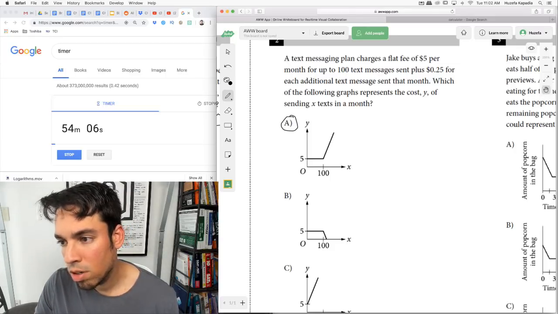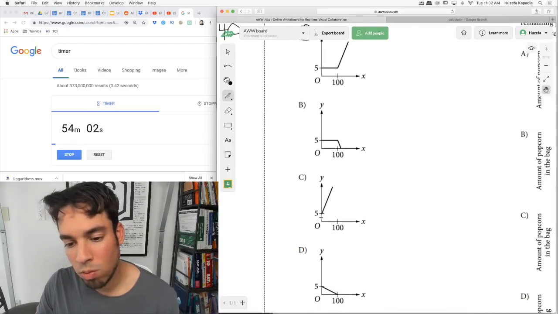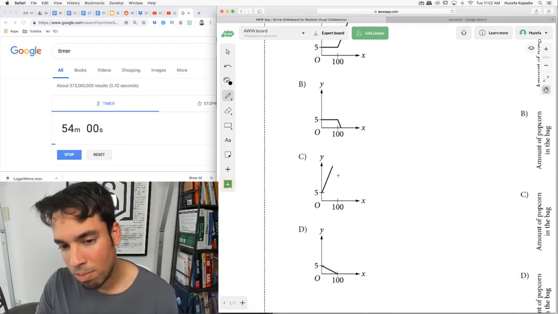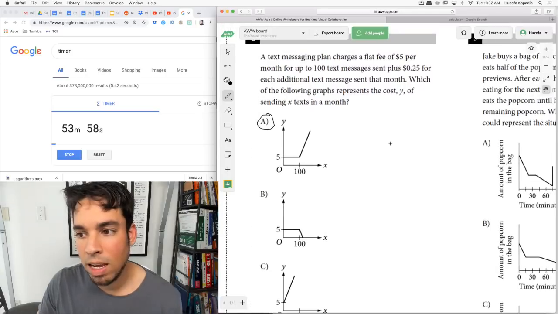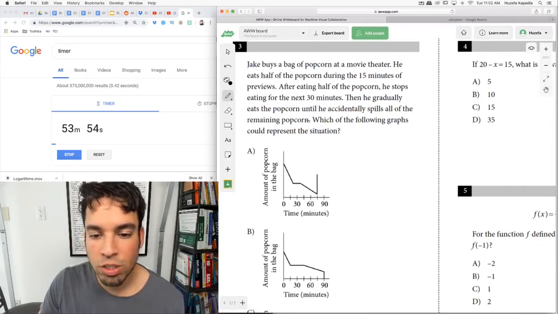Let's see the other ones. So B, it shouldn't go down. This makes no sense because we're at $5 straight until 100. So it's definitely A. Just finding something that maps to that progression.